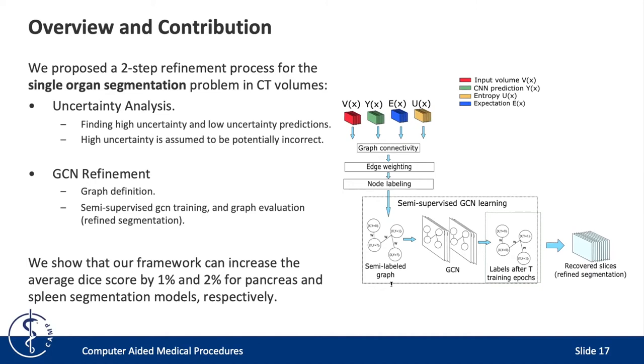What we are proposing is a two-step refinement process for the single organ probability density volumes. The first step is composed of the uncertainty analysis. We have some outputs for the uncertainty analysis: the uncertainty itself, one volume that we call the expectation, the original input volume to have some information about the intensities, and the prediction coming from the CNN. In this part, first we find the high uncertainty and low uncertainty predictions. And then we make the assumption that high uncertainty predictions could be potentially incorrect, and so we cannot use them during the training of our graph. That is the first point of our methodology.